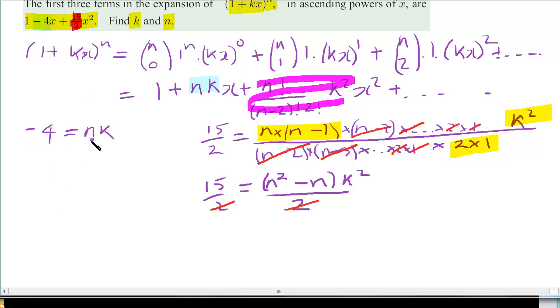Now, minus 4 equals nk. Let's see if we can replace this k so we get something just in n. So we divide both sides by n to get just k on its own: minus 4 over n equals k. So let's substitute that in here. I'm going to replace that k with minus 4 over n.